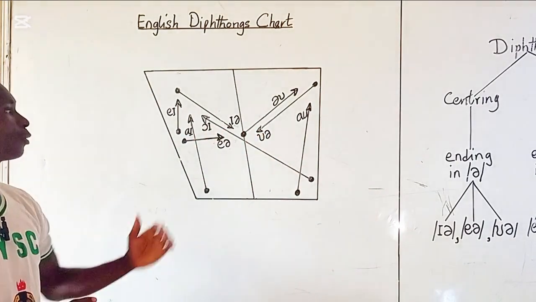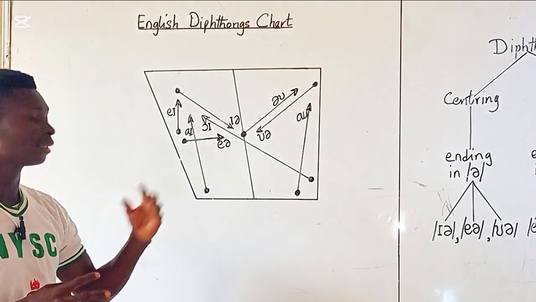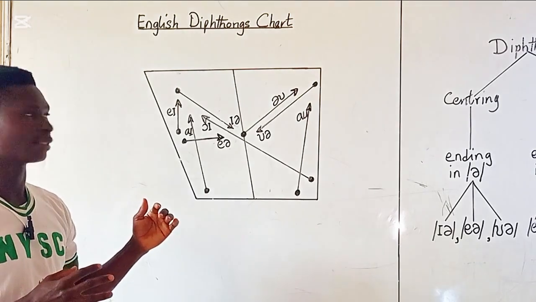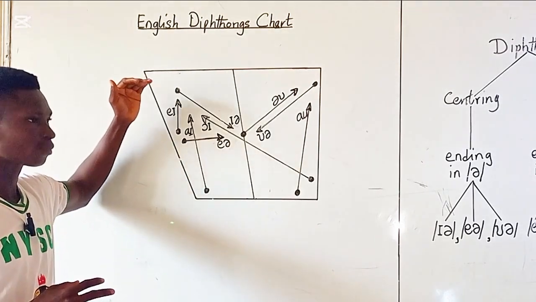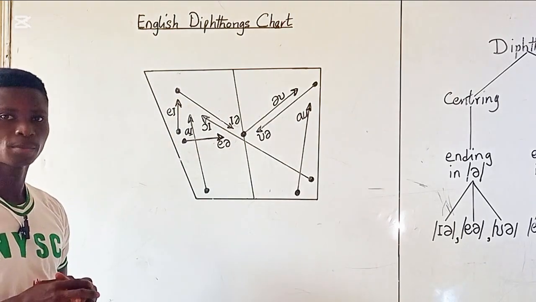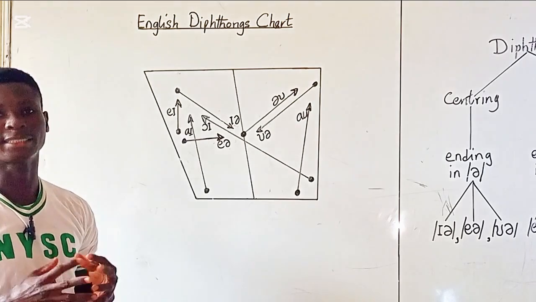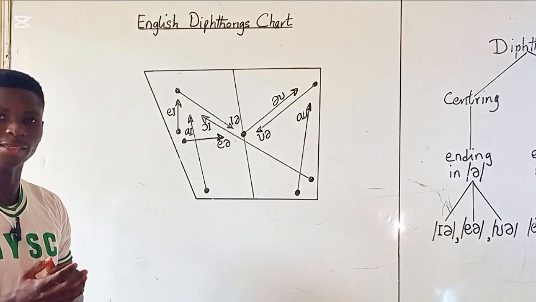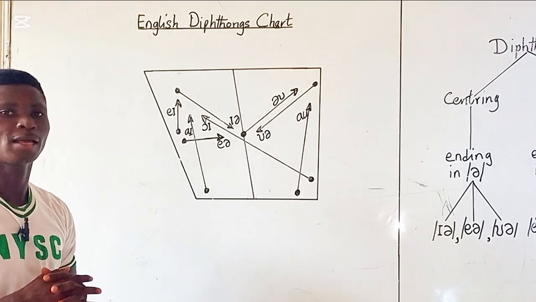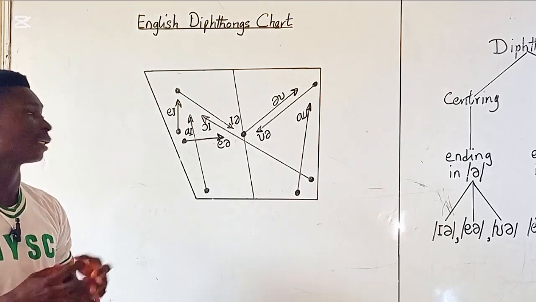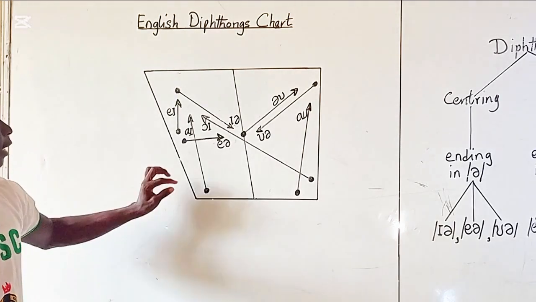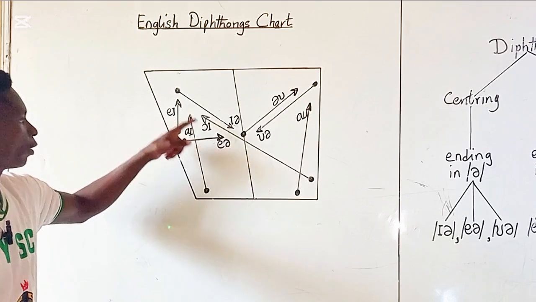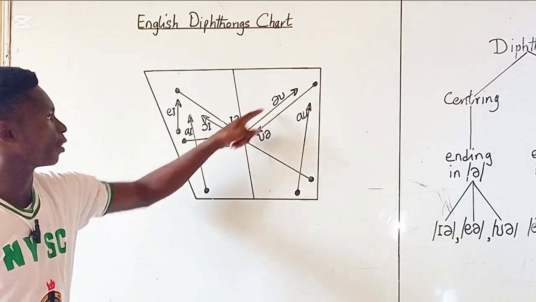Then we also have closing diphthongs. Closing diphthongs are those that make the movement towards the roof of the mouth. When you articulate a sound and then the tongue moves from a particular position in the mouth towards the roof of the mouth, that means it is a closing diphthong. So looking at the arrows, we have this arrow, we have this one, we have this one, we have this, and this.